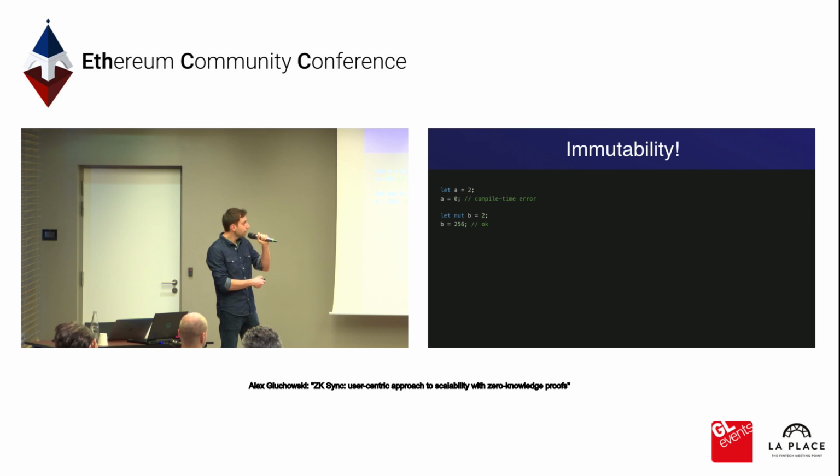We have immutability by default for everything. So if you want something to be mutable, you have to explicitly state this, just like Rust or functional languages, which is very, very important to writing safe code.